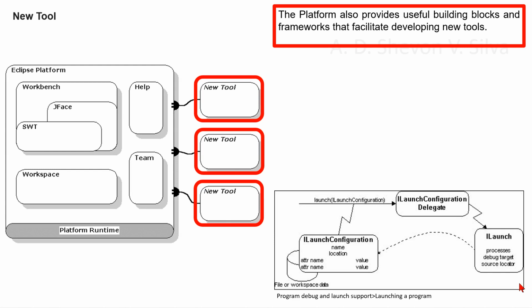Interface ILaunch. A launch is the result of launching a debug session and or one or more system processes. Here you can see file or workspace data. And here you can see ILaunchConfiguration, name, location, attribute name value, and ILaunchConfiguration interacts with ILaunchConfigurationType. ILaunchConfigurationType is connected to ILaunchConfigurationDelegate. ILaunchConfigurationDelegate is connected to ILaunch, processes, debug target, source locator. ILaunch is connected to ILaunchConfiguration.